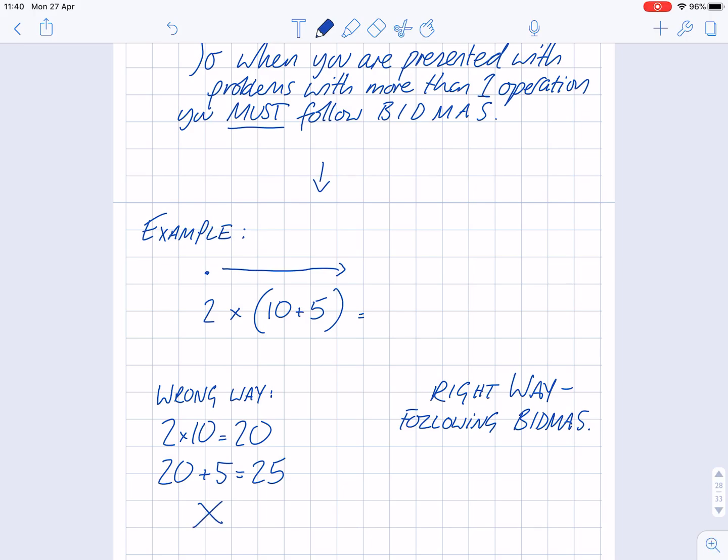Think about BiDMAS. B is for brackets, so that's the bit you need to do first. You need to turn that sum on its head and say, I need to do this bit first. What is 10 add 5? 10 add 5 is 15. I'm going to write that above my bracket so I don't forget it. Now I need to do my multiplication, the only other part of the sum remaining: 2 times 15, or 15 times 2. So the answer is 30. Wrong way got me 25, the right way got me 30.